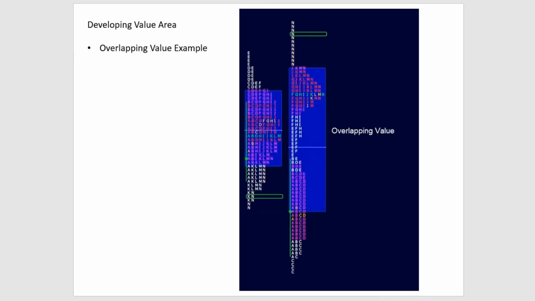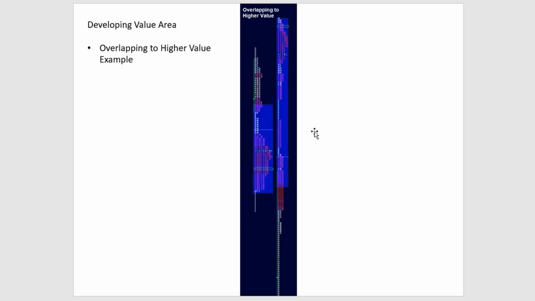Developing value area. Okay, in this example, we see overlapping value. So in other words, while price went above and below the day on your left, value is pretty much overlapping. So there's really no change in value, nothing to speak of. And that's the way we look at it. Rather than think about price, price is higher. The green circle or bubble up here, that's price. Price is higher. Value is overlapping. So it's a big distinction right there between price and value.